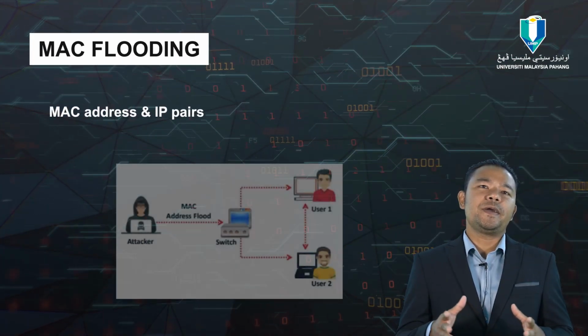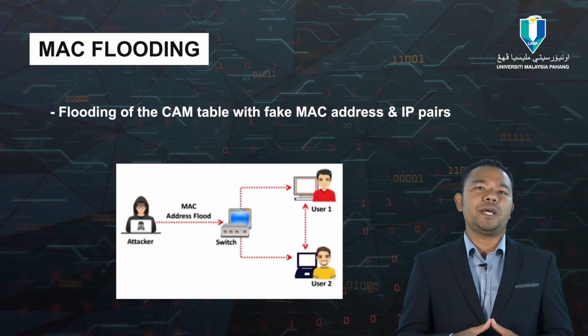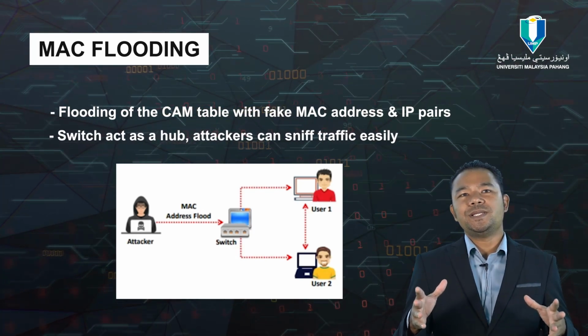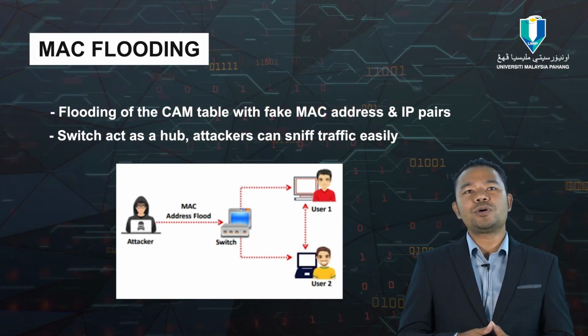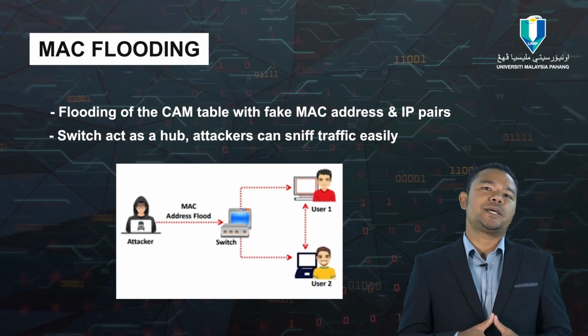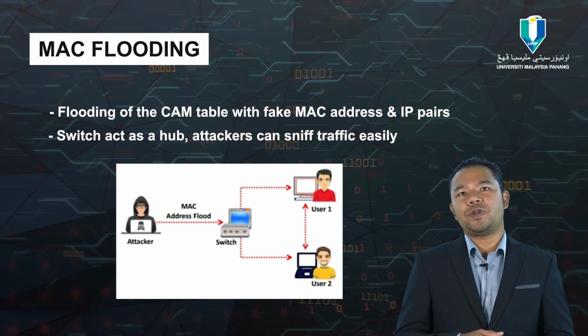MAC flooding. MAC flooding involves flooding the CAM table with fake MAC address and IP pairs until it is full. The switch then acts as a hub by broadcasting packets to all machines on the network, and therefore the attacker can sniff the traffic easily. This is an example of MAC flooding.